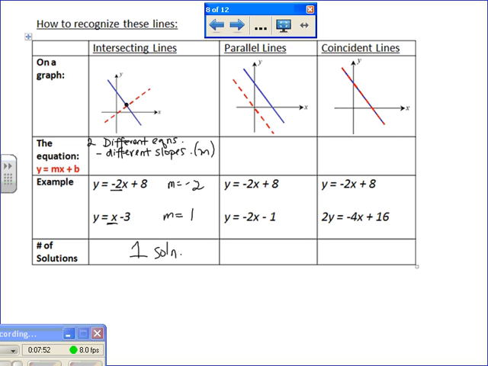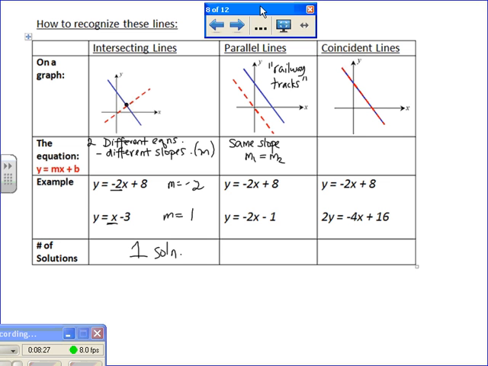Parallel lines, again, we've looked at these before. On a graph, we could recognize them because they look like railroad tracks. Railway tracks. They run in the same direction. You can see just by looking at them that they're never going to cross. If you're looking at their equation written in slope-intercept form, y equals mx plus b, they will have the same slope. So m1 will be equal to m2. They will have the exact same slope.